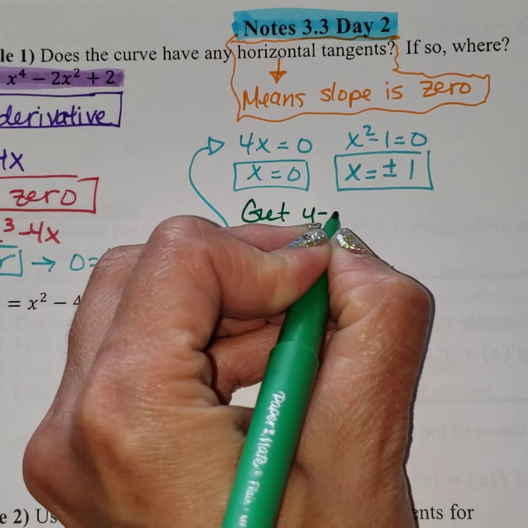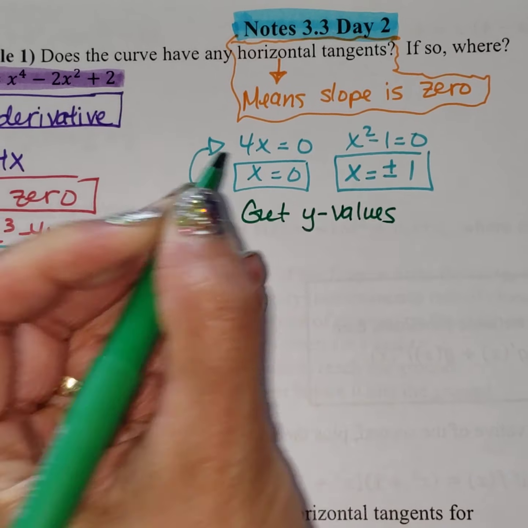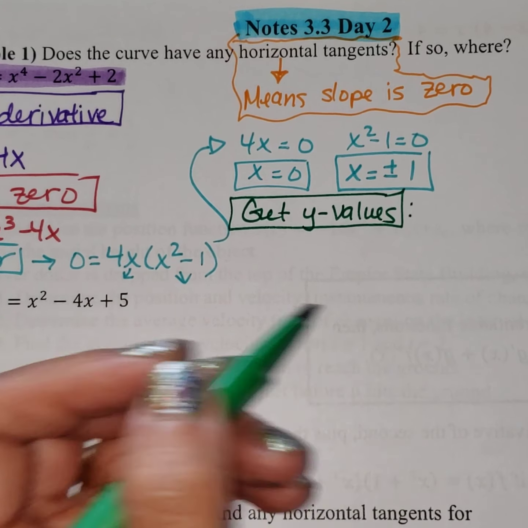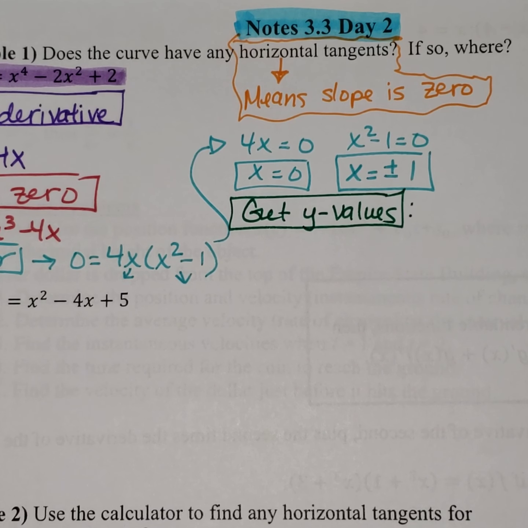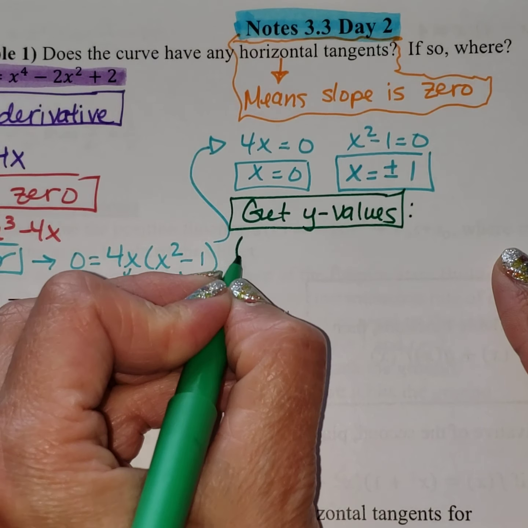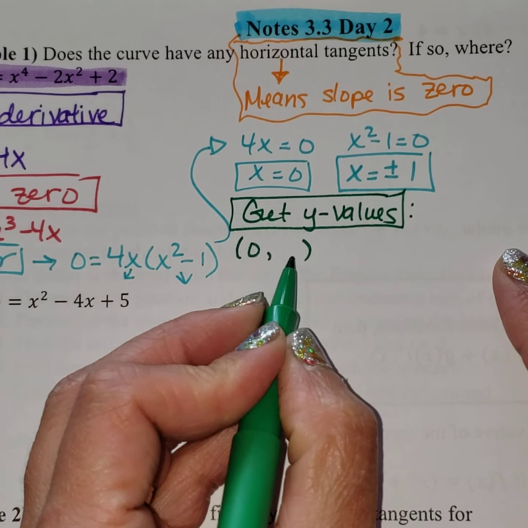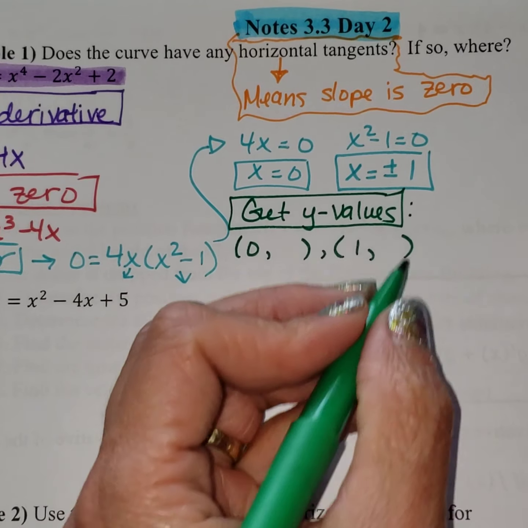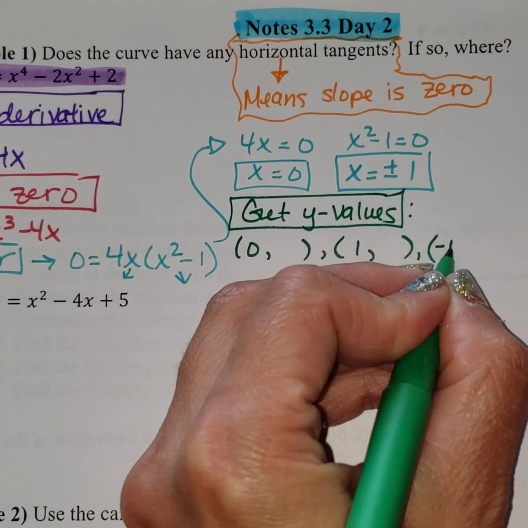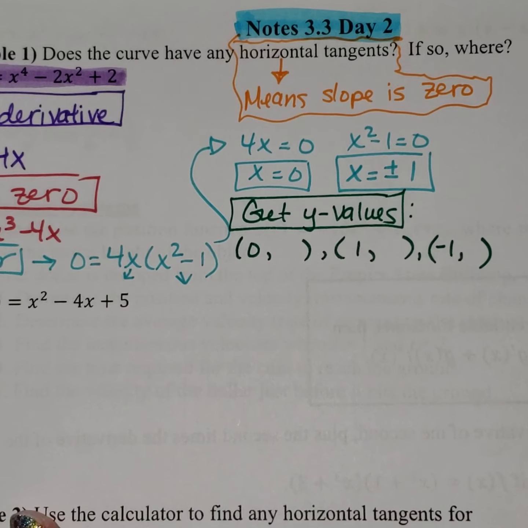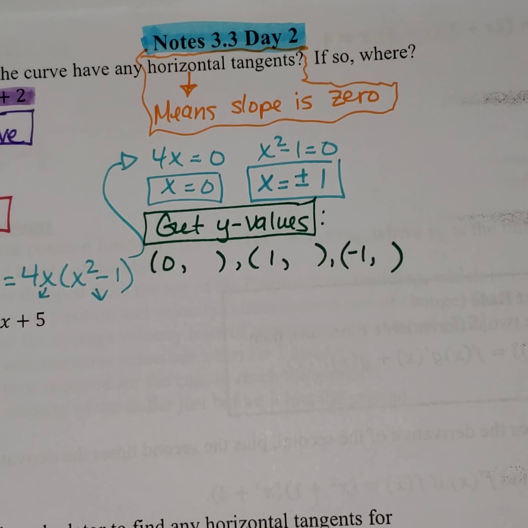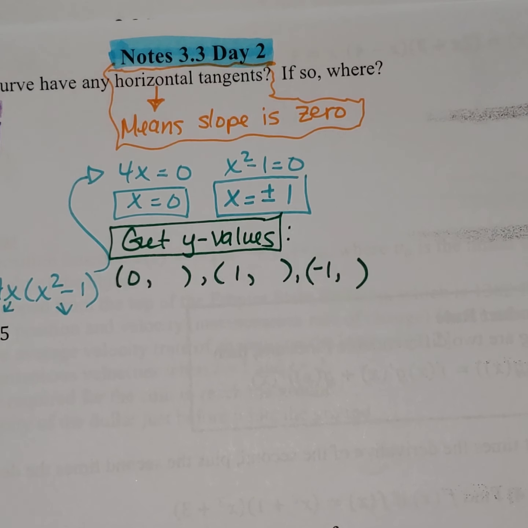All right, after that, we need to get the x values. Get the y values. We have the x values, get the y values. Okay, and we know that we're going to have 3 that we need to find because we have 3 x values. So we have an x value of 0, we need to find the y value that goes with that. We have an x value of positive 1, and we have an x value of negative 1, and we need to find the y values that go with those. So we need to find those 3 points because we had to say where does the curve have horizontal tangents? And this one happens to have 3.